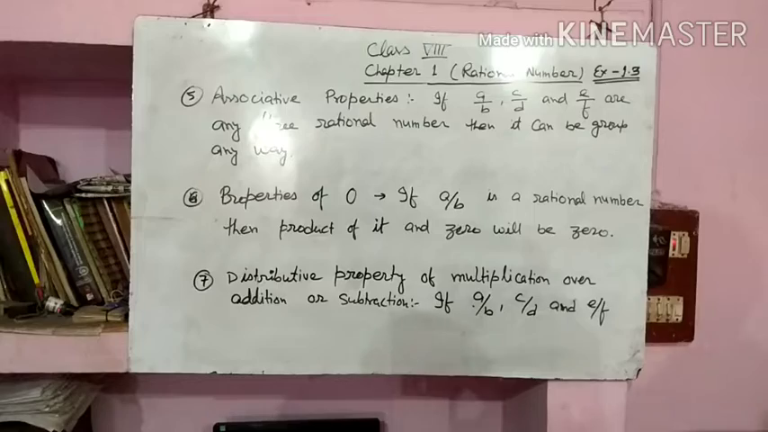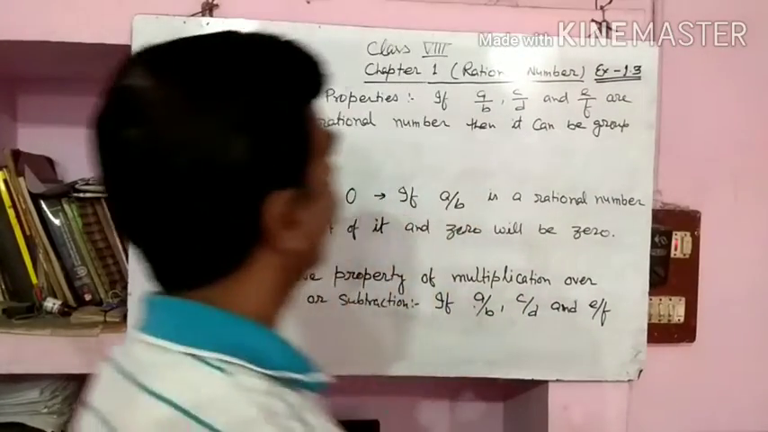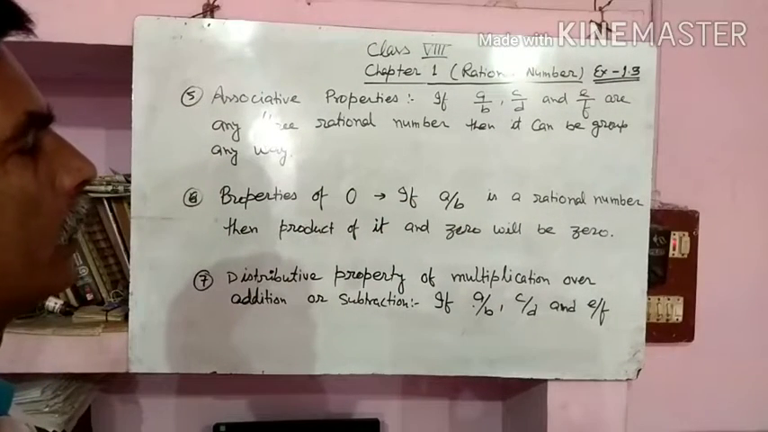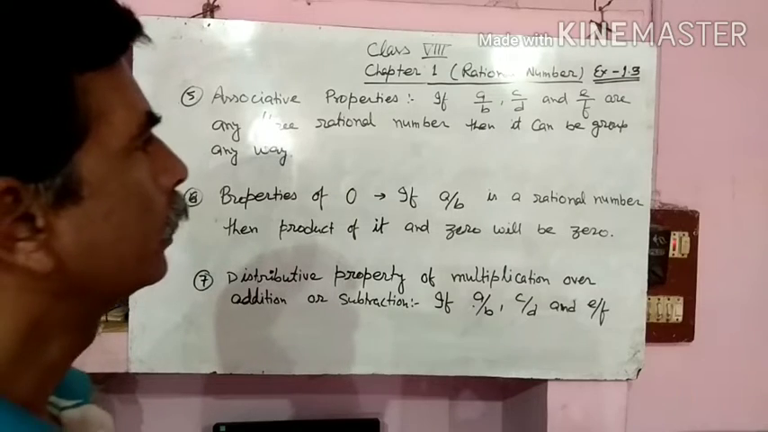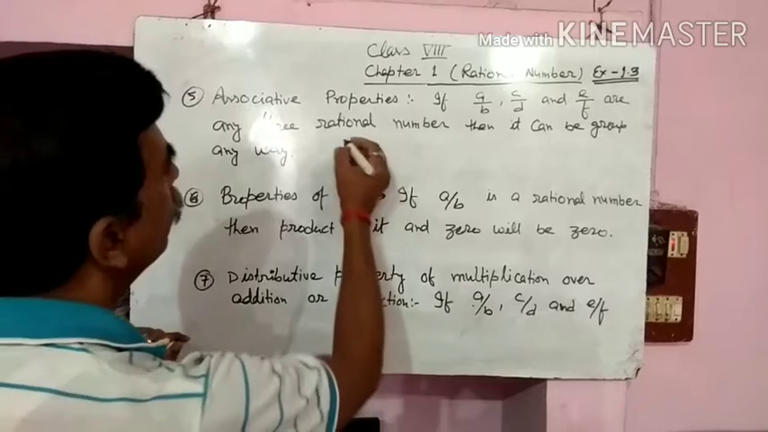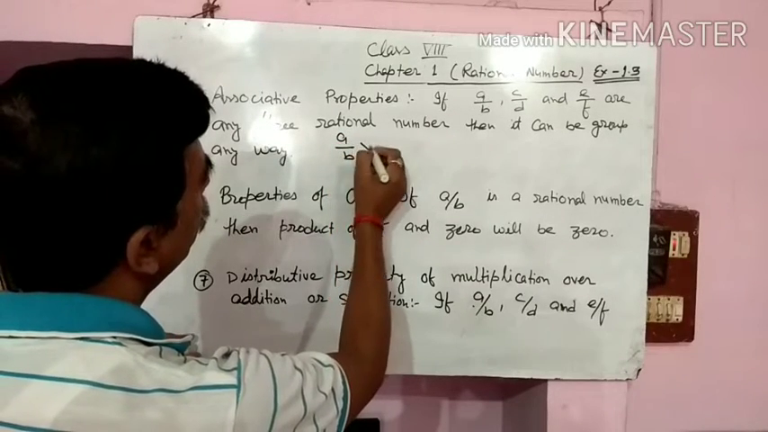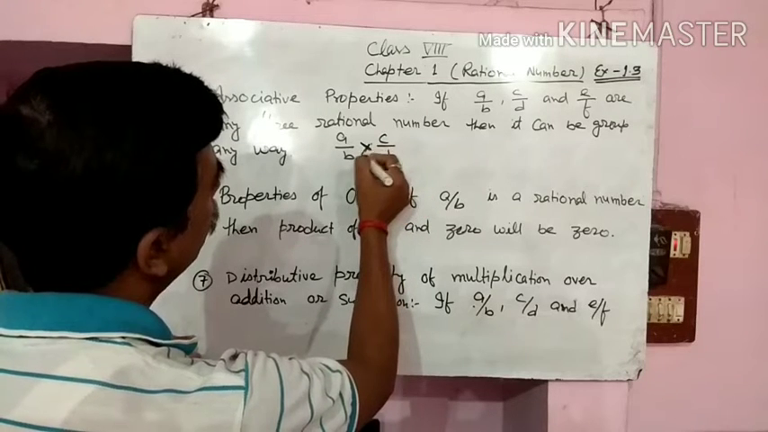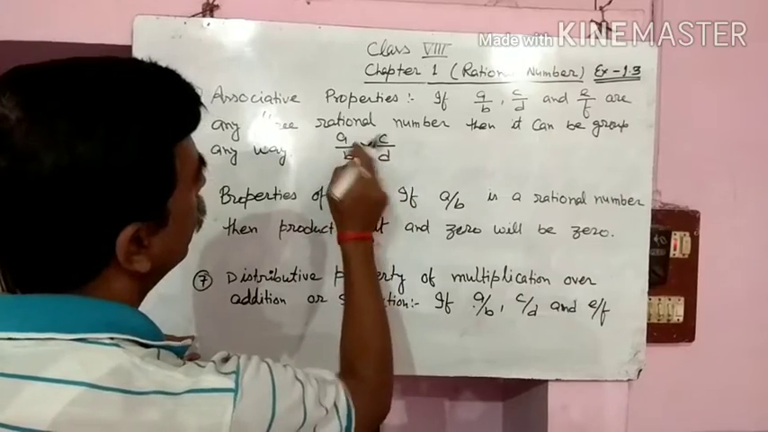The next one is associative properties. It's saying that if A by B, C by D and E by F are any three rational numbers, then they can be grouped any way. So A by B into C by D, because all are multiplicative properties, that's why I've put the sign of multiplication.